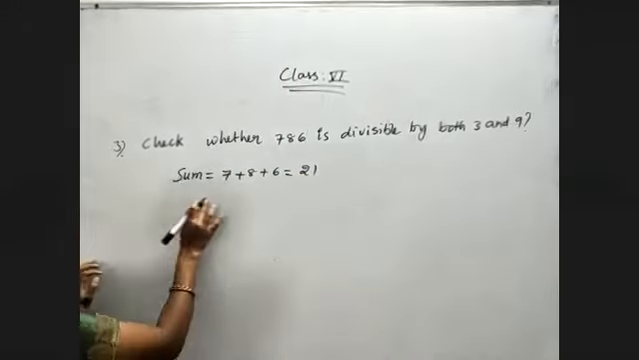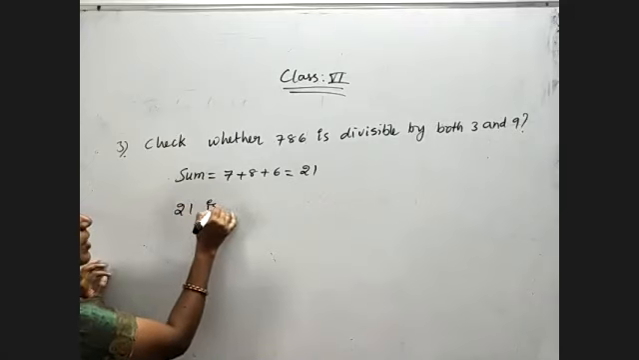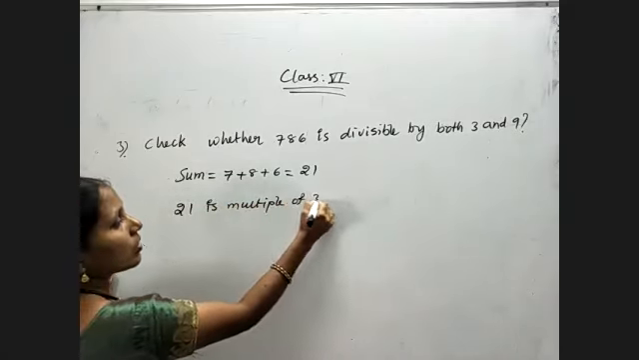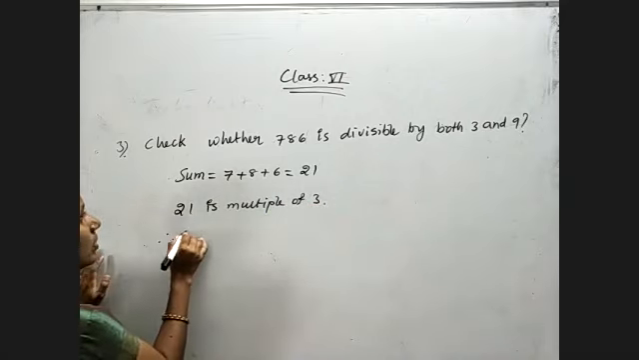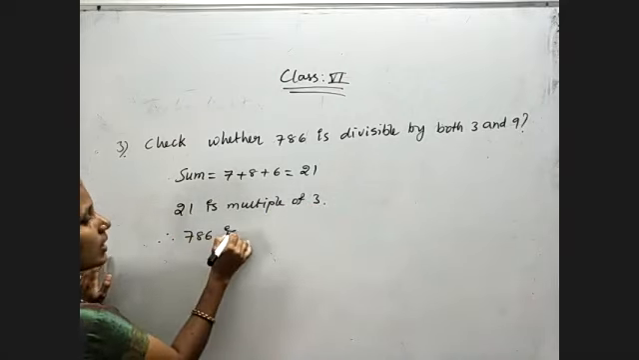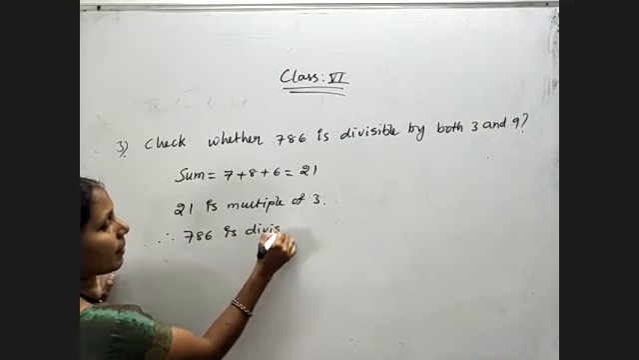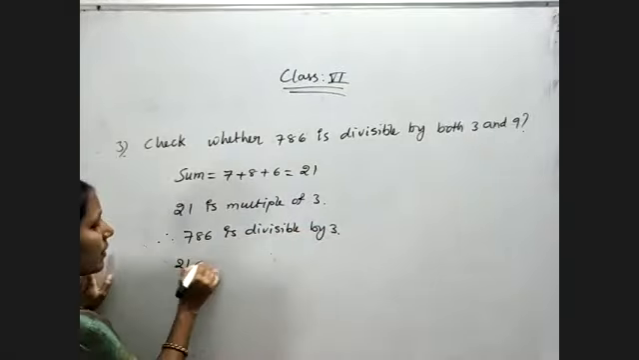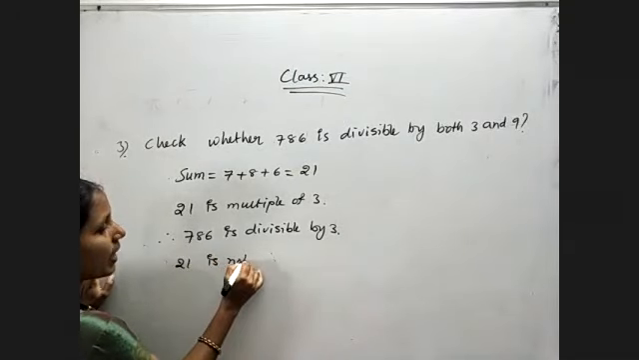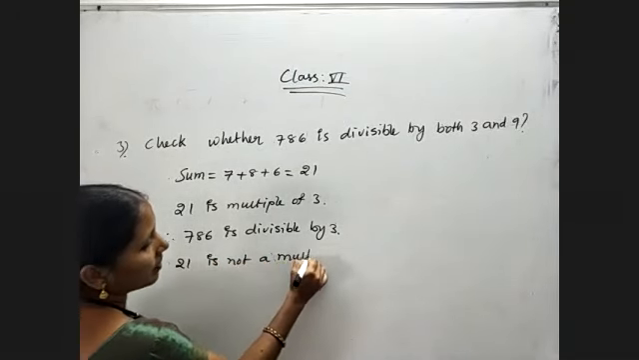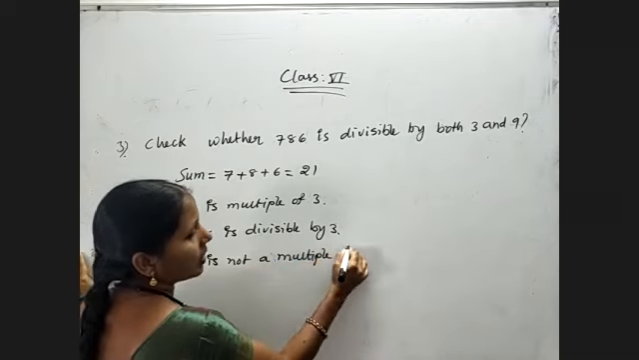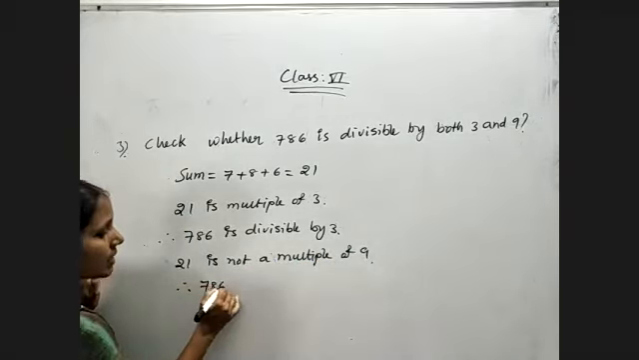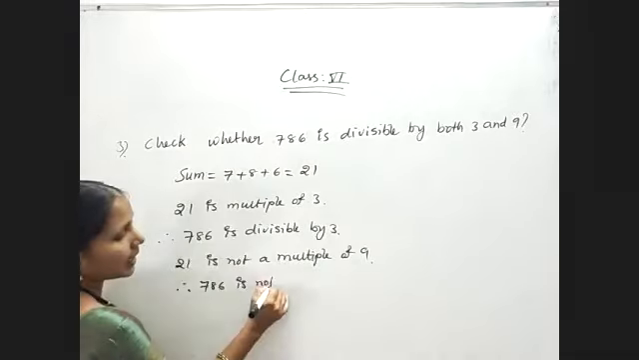Okay, so because 21 is a multiple of 3, 786 is divisible by 3. But 21 is not a multiple of 9. So in the 9 table we will not get 21. Therefore, 786 is not divisible by 9.